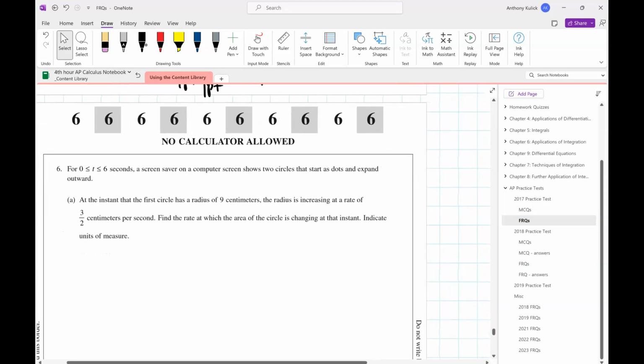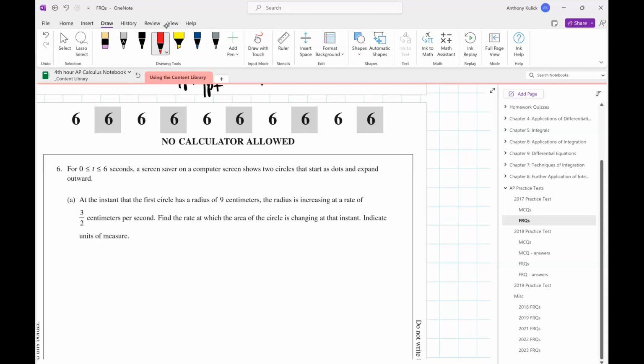All right. Our last one says, for 0 to 6 seconds, a screensaver on a computer shows 2 circles that start as dots and expand outward. At the instant that the first circle has a radius of 9 centimeters, the radius is increasing at a rate of 3 over 2 centimeters per second. Find the rate at which the area of the circle is changing at that instant. Indicate a unit of measure.